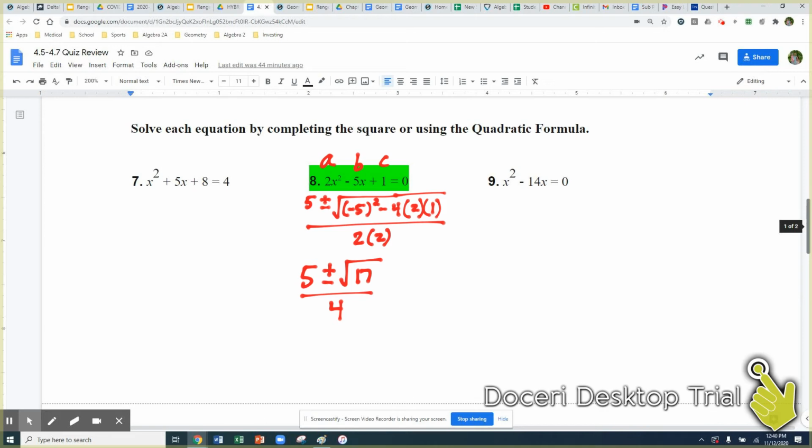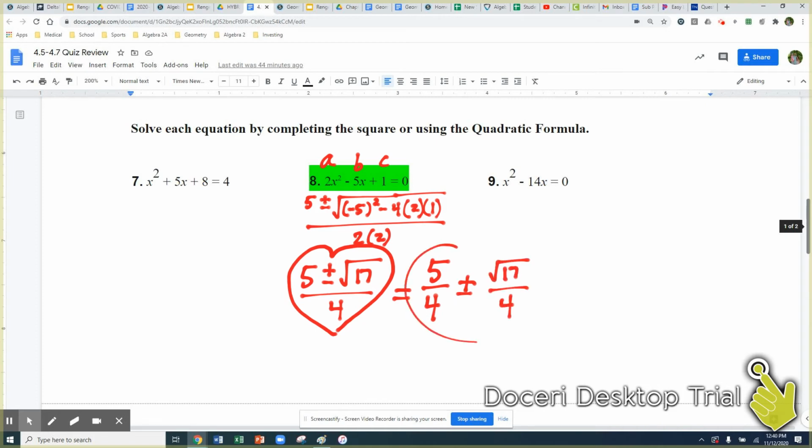I'm just solving it. But the last thing you can do anytime you have the quadratic formula, it's going to form this heart shape if you indent right on that plus minus. And anytime you have a heart, you can tear it apart. If you have a heart, you can tear it apart. The denominator is going to go to both pieces of the numerator. So 5/4 plus or minus the root of 17/4. That'll be our final result.